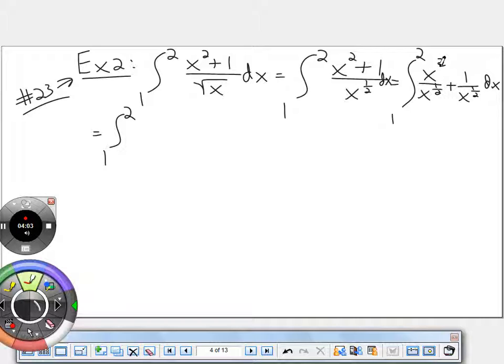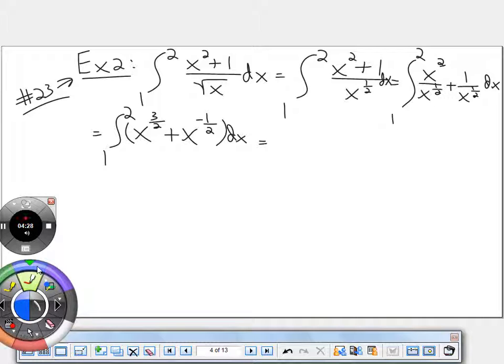So 2 is the same thing as 4/2, so 4/2 minus 1/2. So we should have x to the 3/2. Okay? And then we've got our plus, and then just bringing the x to the 1/2 up to the top, that would make it x to the negative 1/2. And then all of this still has your operator dx. All right. Next step is we're ready to find the antiderivative.